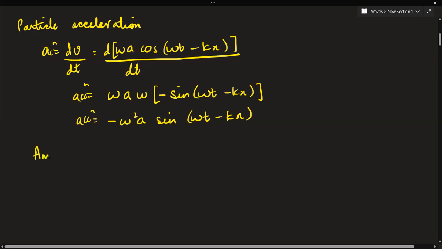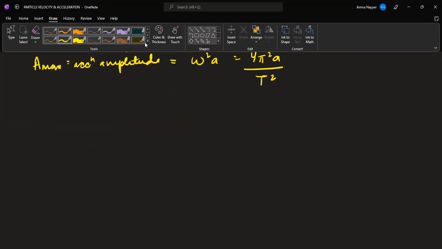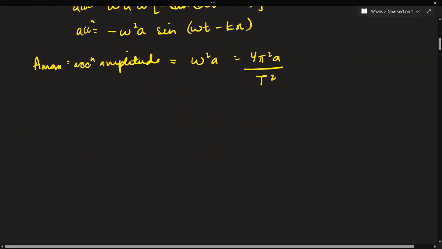So maximum acceleration would be what? It would be the amplitude of acceleration. If this is the equation, the amplitude is this part. So maximum acceleration would be equal to omega square a. So it would be 4 pi square a divided by t square. Just to clear all these terms, let's do it with the help of a question. I think then it will get clearer.